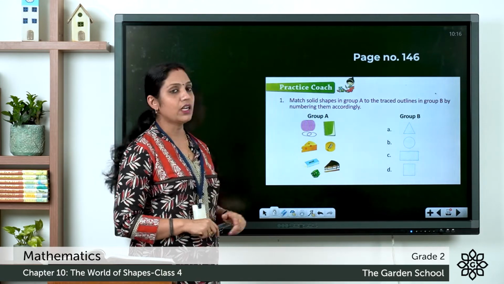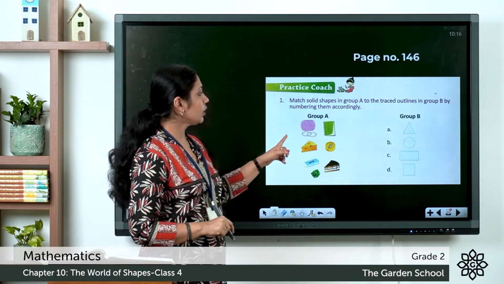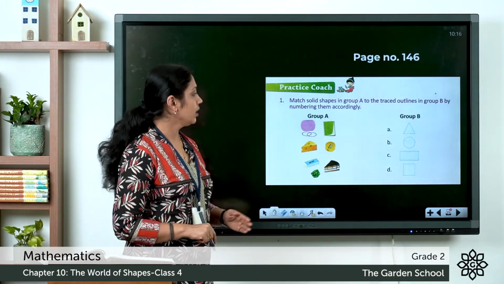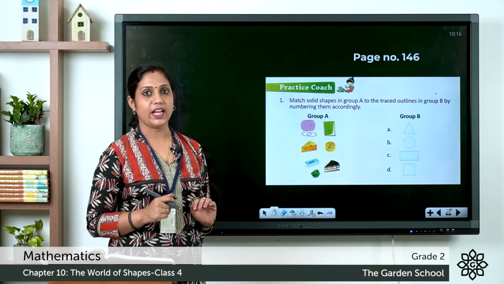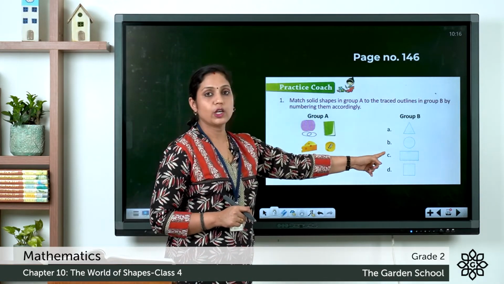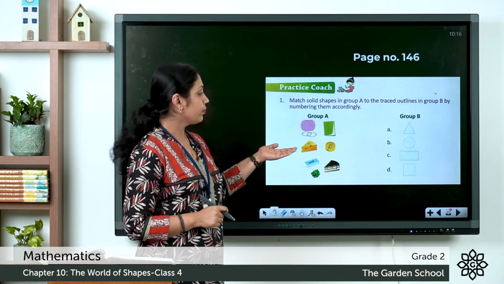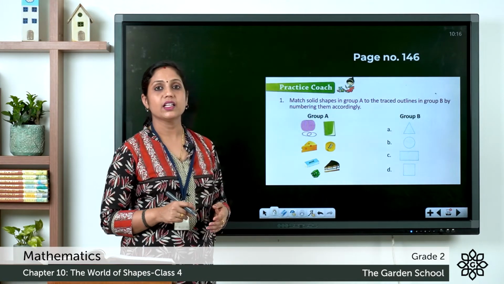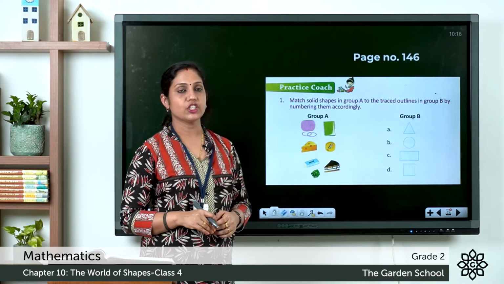Now look at the bangle. Which shape we get? The base, we get the circle shape. So you can match to the circle. We have book. When we trace a book, we get a rectangle. So you can match it to the rectangle. What shape is the cheese and the cake? The base is triangle shape. So you can match it to the triangle shape.